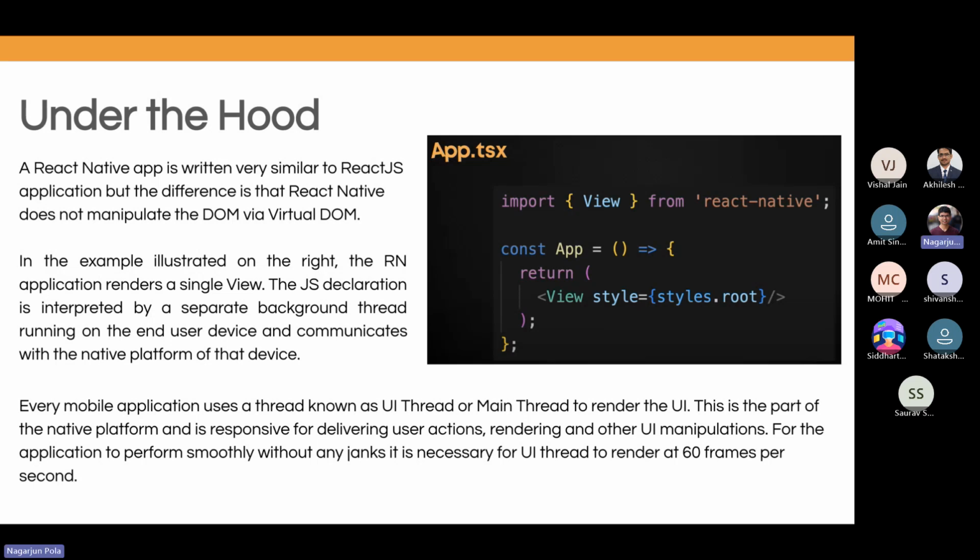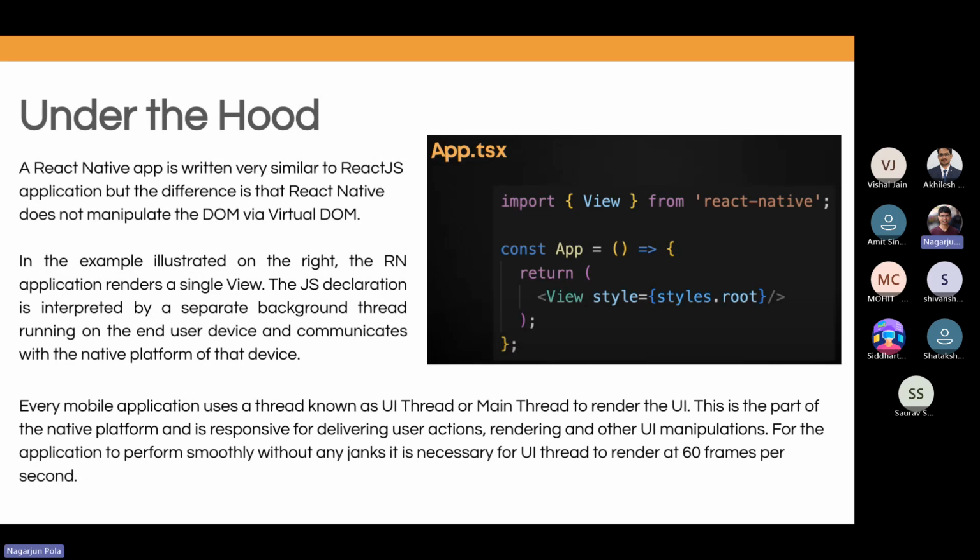when we run this application, this JavaScript actually gets interpreted in a separate thread, which is running in the background on the user's mobile device. And that thread in turn communicates with the native thread, which is also known as the UI thread or the main thread.